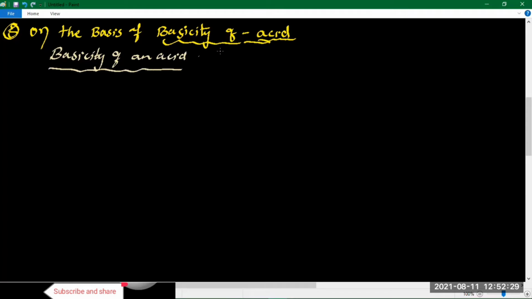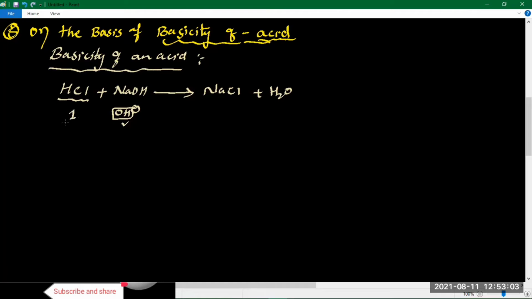For example, if we take one molecule of hydrochloric acid, to neutralize this hydrochloric acid into NaCl plus H2O, how many molecules of base are required? How many OH ions are required? Based on this, we can give the basicity to the acid. Here, to neutralize one molecule of HCl, we require one OH minus ion. Then the basicity of HCl becomes 1.